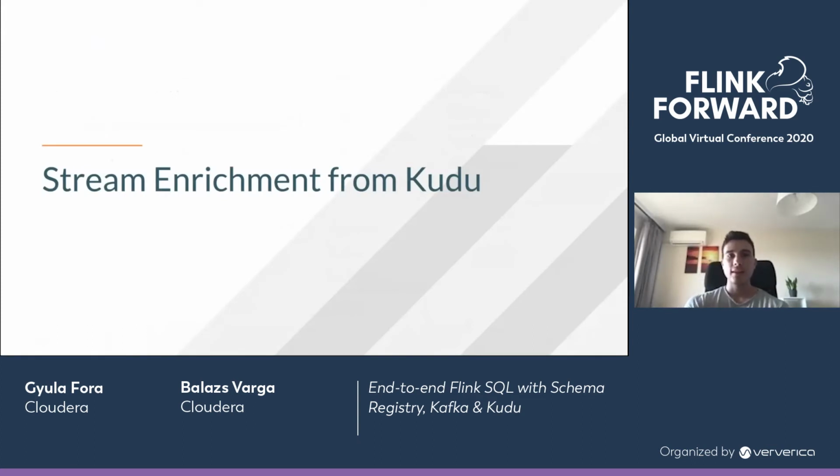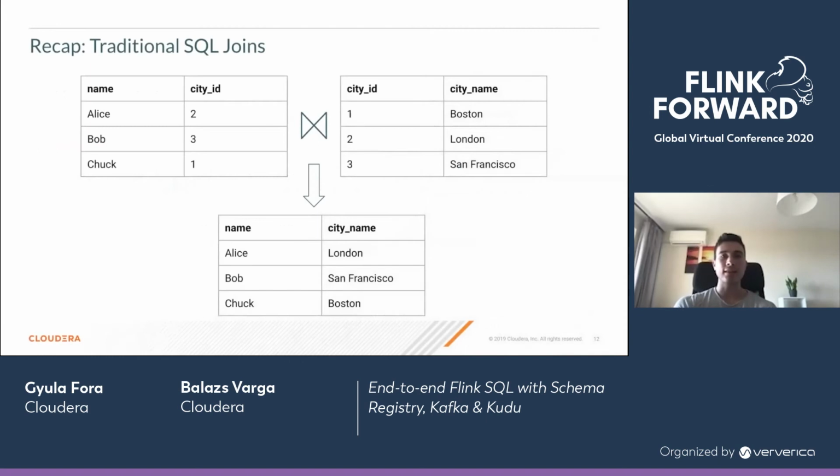So now that we can read data from both Kafka and Kudu using the catalogs, let's get back to our use case. First, I would like to give a quick overview of how joining works in a Flink data stream and unbounded stream context. And for that, let's look at the alternative, or a quick outlook to traditional SQL joins.